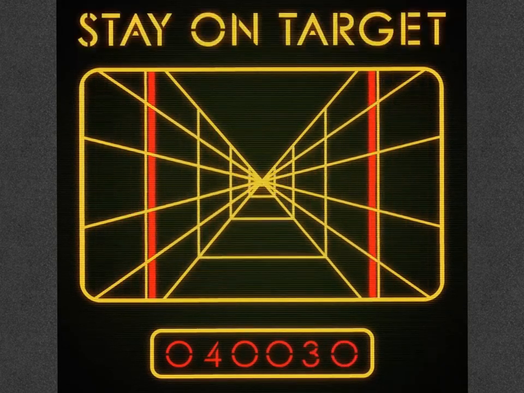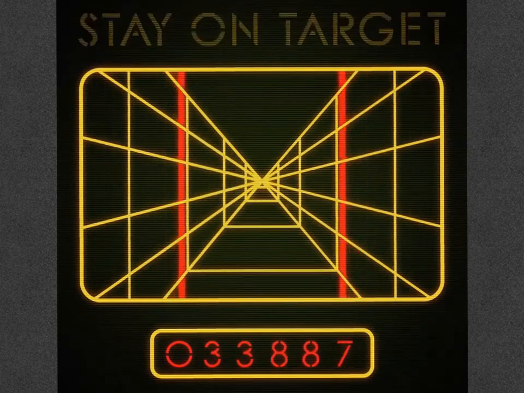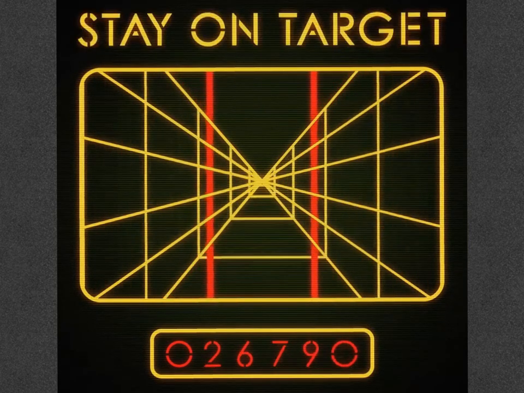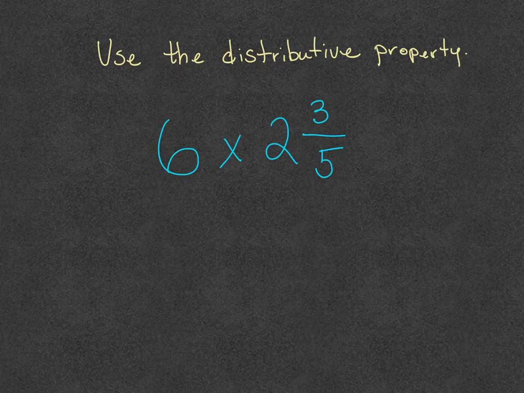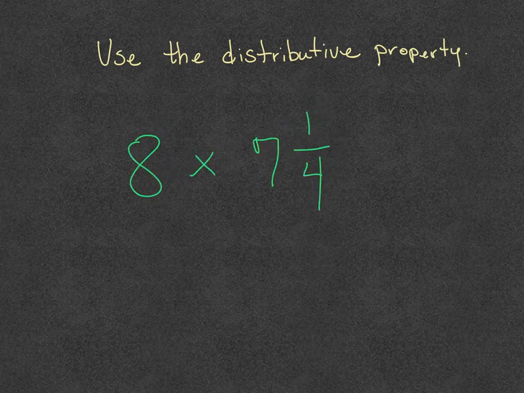Stay on target, guys. Do the best you can on the next set of problems. First problem, use the distributive property to solve 6 times 2 3/5. And I want to see your work tomorrow. Next one, use the distributive property for 8 times 7 1/4. And I want to see your work tomorrow.